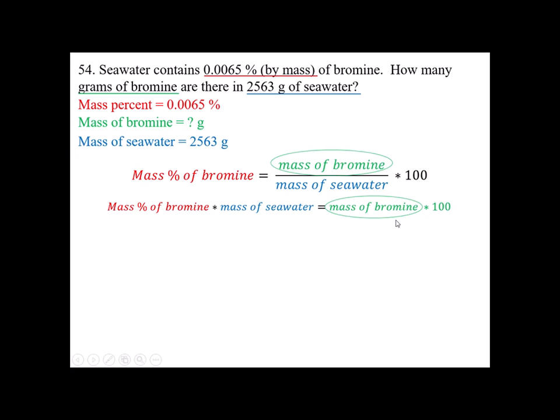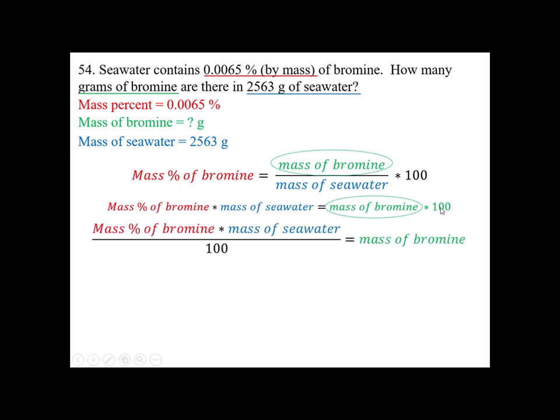So again, I want to isolate this, or make this the only thing on this side of the equation. So if this is multiplication times 100, I need to divide by 100 on both sides. So I end up with the mass percent of bromine times the mass of seawater divided by 100 is equal to the mass of bromine. And now I can put my numbers in. The percent of the bromine was 0.0065, the mass of the seawater was 2,563 grams, divided by 100. So I get the mass of bromine is 0.17 grams of bromine.